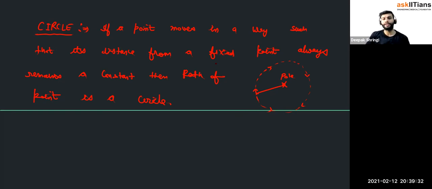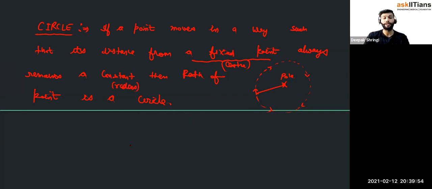So you can also understand over here that this fixed point is actually called the center of the circle, right? And this fixed distance, I just wrote over there, always remains a constant. That distance is a constant, right? And that constant distance is what? It is the radius of the circle, right? Okay, so what is a circle now?